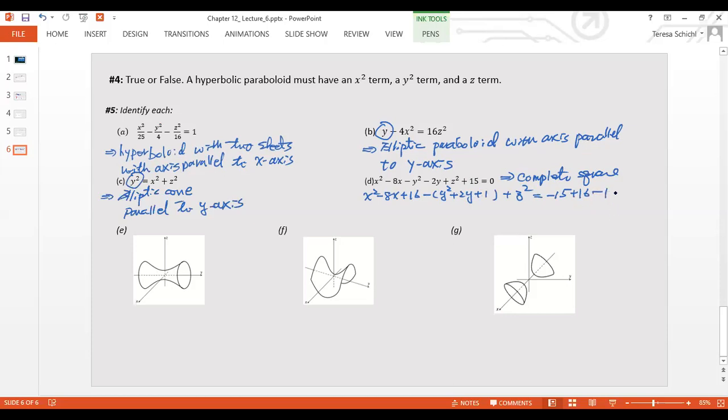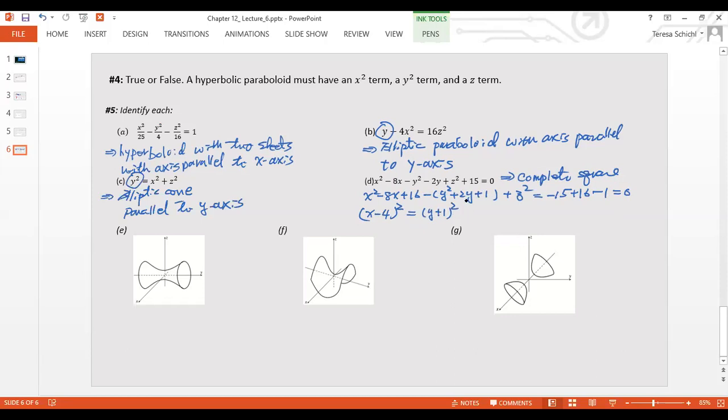All right, so now what I have here is zeros. So this one here is x minus 4 squared, equal to y plus 1 squared. And what?